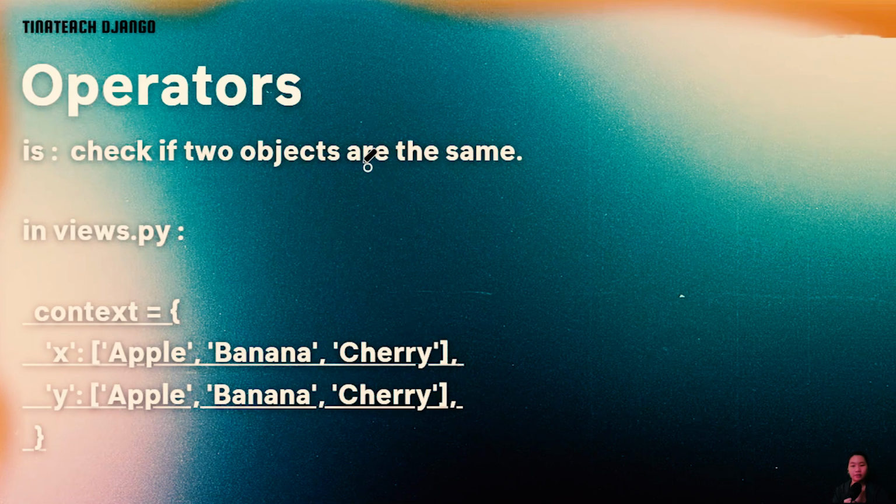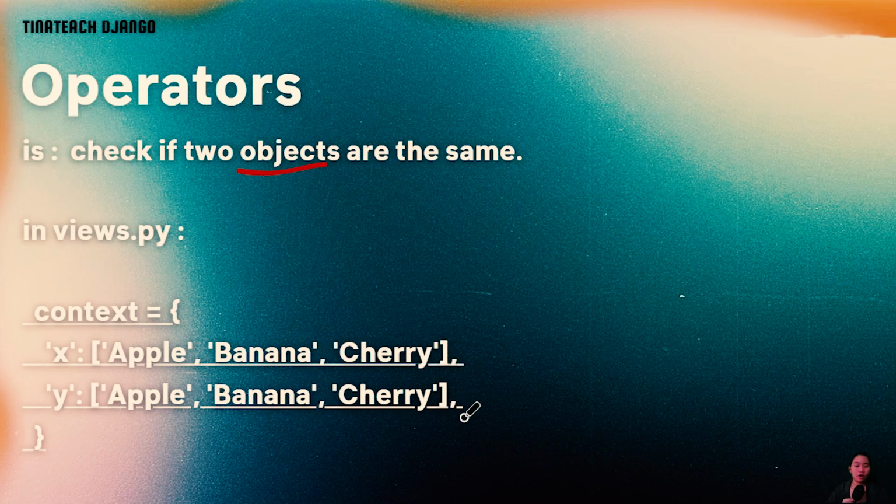Now, moving on to is. It checks if two objects are the same. So we're going to test this out in the views.py file where we have the context of, let's say, apple, banana, cherry for both X and Y, okay?